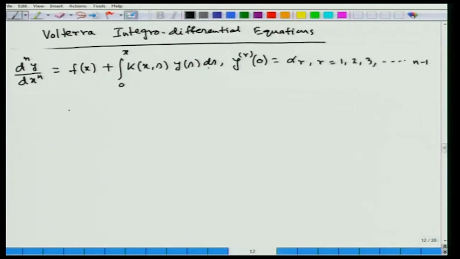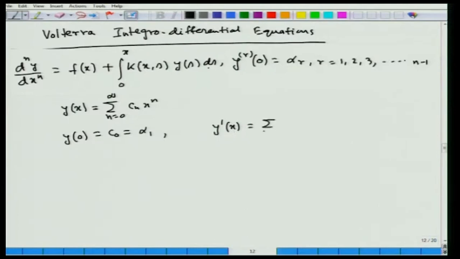Now, we are assuming the solution in the form y(x) is equal to sigma n running from 0 to infinity c n x to the power n. And here, the first few constants of this power series can be obtained by using these initial conditions, because y(0) is equal to c0 and this will be equal to alpha 0. Similarly, y dot(x) is equal to sigma n running from 1 to infinity n c n x to the power n minus 1. And using the initial condition, we can find y dot(0) is equal to c1, this is equal to alpha 1.